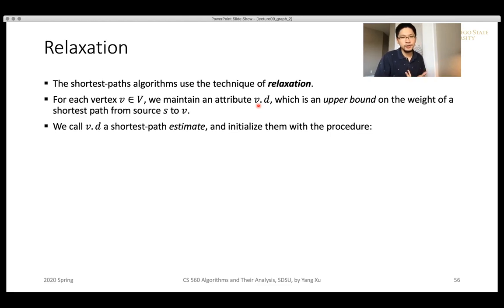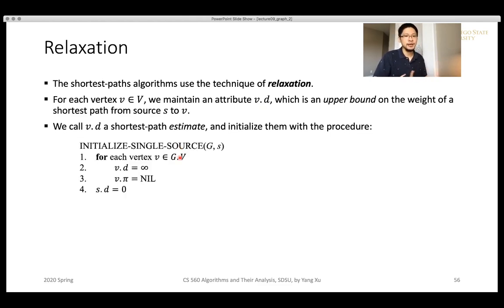So we can initialize all the d's with a procedure called Initialize-Single-Source, with the graph G and the source vertex as input. It's basically a for loop that goes through all the vertices and initializes the d property to infinity and the pi, the parent attribute, to none. A special case is for the source vertex, where we make the d attribute 0, because this is where we start. The whole procedure does just one thing, initialization.